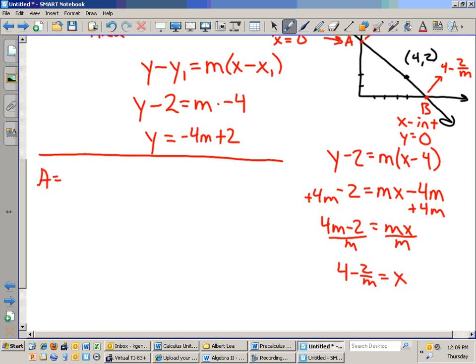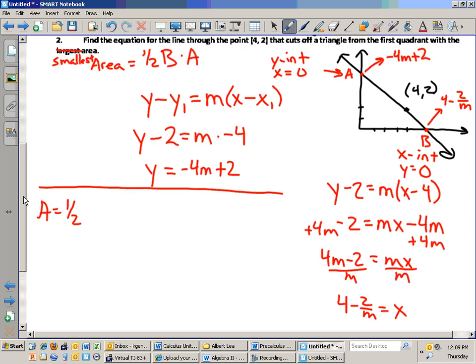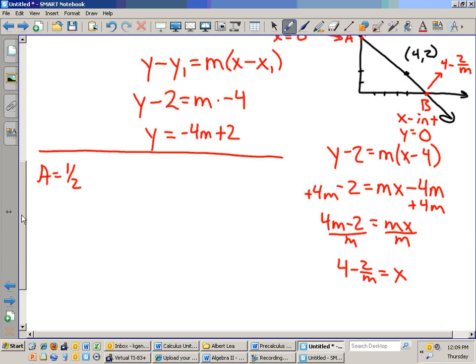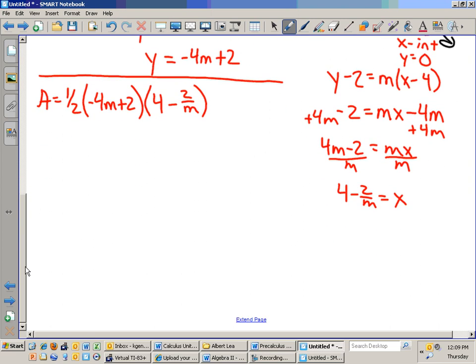Area equals 1/2 times a, and a is negative 4m plus 2, times b, which is 4 minus 2 over m. I've written an expression for my area. Now what?